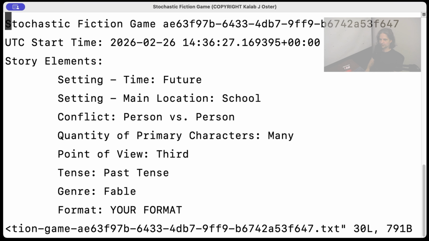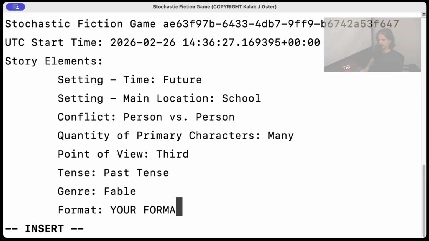For today's Stochastic Fiction Game, the story elements we need to follow to succeed at this game are: setting time, future; setting main location, school; conflict, person versus person; point of view, third; quantity of primary characters, many; tense, past tense; genre, fable; format, well, I get to choose that today. As I always like to try to complete a story a day, let's have this be flash fiction so I can make sure that I have it for the beginning and the end of the day.